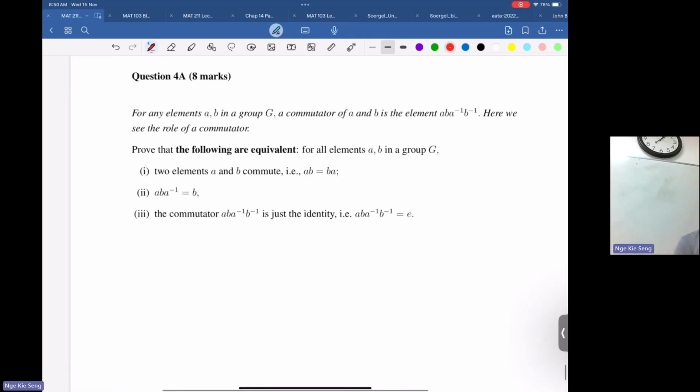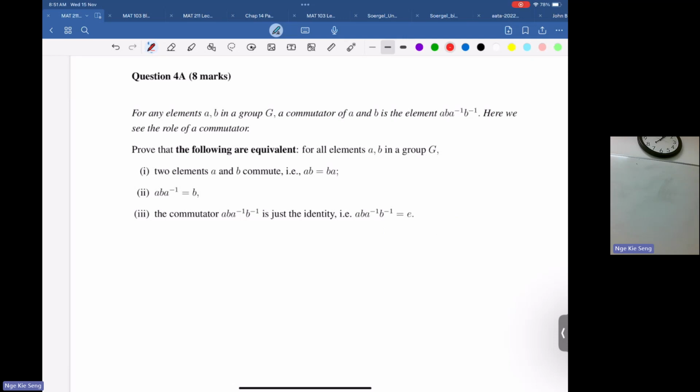Next, question 4. This is a thing that came up from lecture, not textbook. Ziqian told me after the test that a lot of questions came from the textbook, so that means you read the textbook. For any elements a, b in a group G, a commutator of a, b is the element a b a inverse b inverse. And then I set the question here to see what's the role of this commutator.